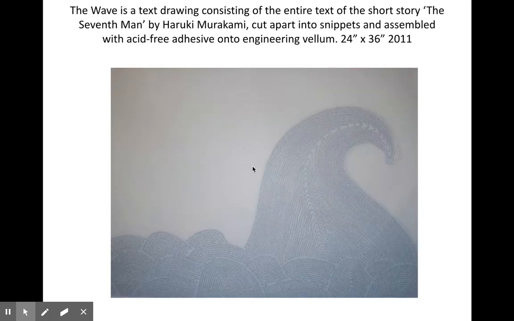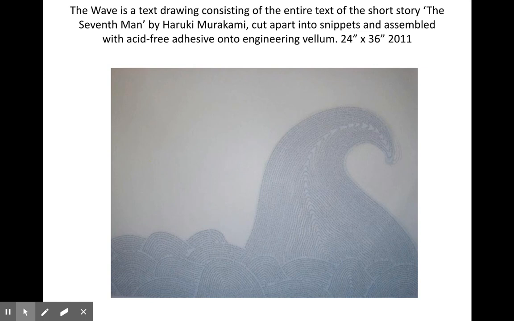Okay, I want to look at the next one. This is called The Wave, and it's a text drawing consisting of the entire text of the short story, The Seventh Man, by Haruki Murakami, cut apart into snippets and assembled with acid-free adhesive onto engineering vellum. Now, it says acid-free. If you've ever put printed photos in some sort of photo album, years ago they used to not use acid-free paper, and it made the photographs kind of yellow a little bit. So now they use something called acid-free adhesive so that the stuff does not yellow.